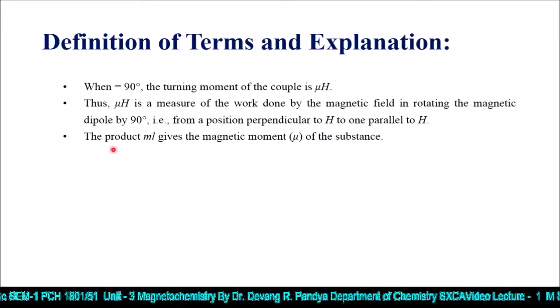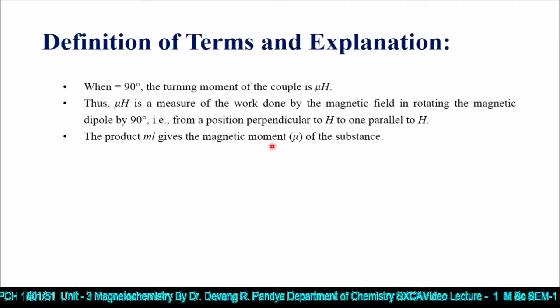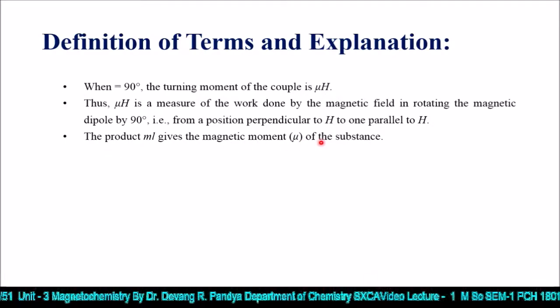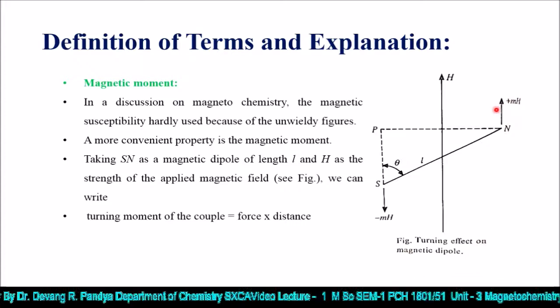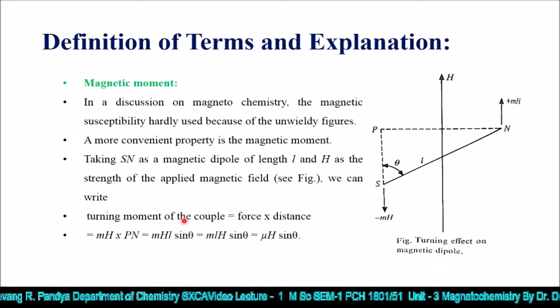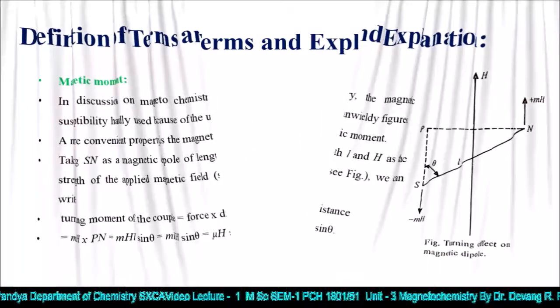Parallel to H. The parallel ml gives the magnetic moment mu of the substance that we can see in the previous diagram. That is this value. Parallel is going to give the value of the mu, m into L.